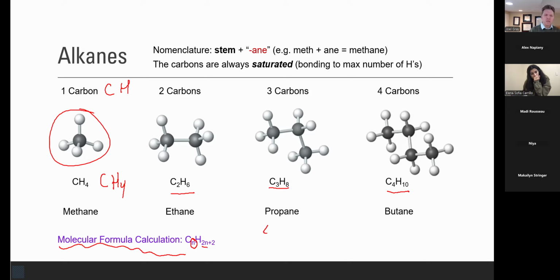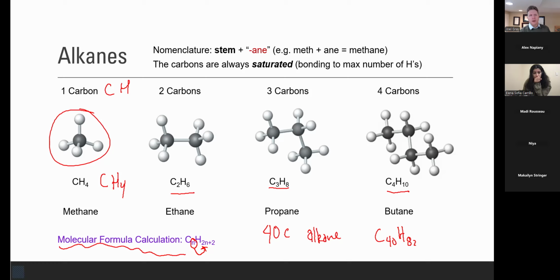So if you had a 40-carbon alkane, the molecular formula for that is going to be C40H. Could anyone add that to the chat? 82. Could everyone give me a Y if that makes sense, or an N if you want me to do another example?